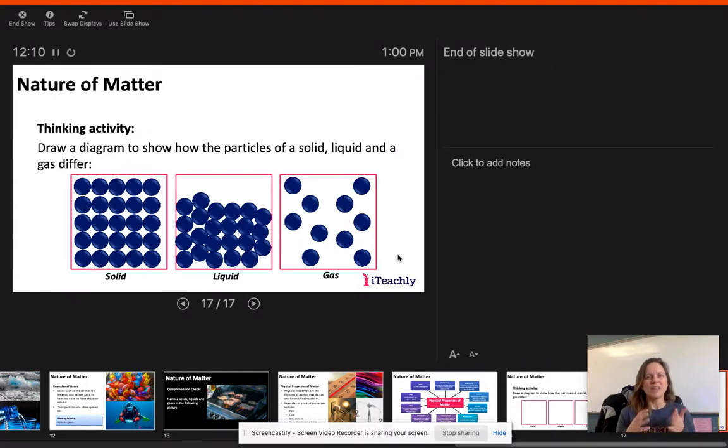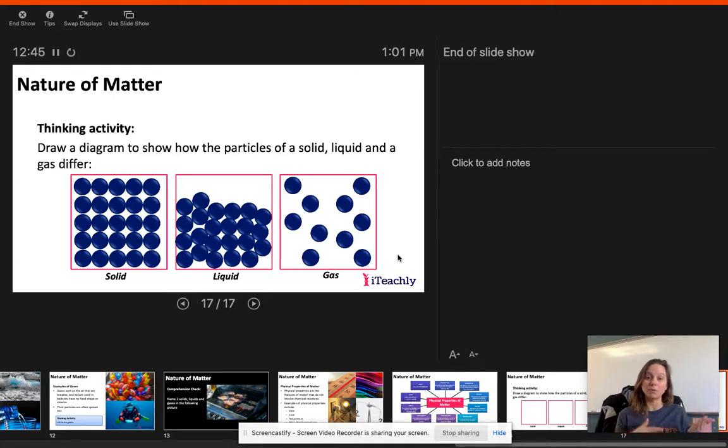Our liquid, they're still kind of touching, but they're not as uniform, not as stacked. And then the gas, these gases are going to be very spread out. They're going to spread as far away from each other as they can. Now, the question is, why are these things doing this? Well, a solid has less energy. So their kinetic energy is lower. Those molecules have less energy to move. So they're vibrating because they still have energy, but a lower amount of energy.